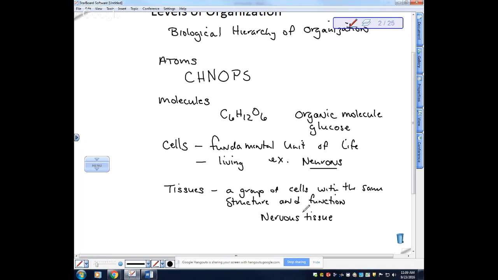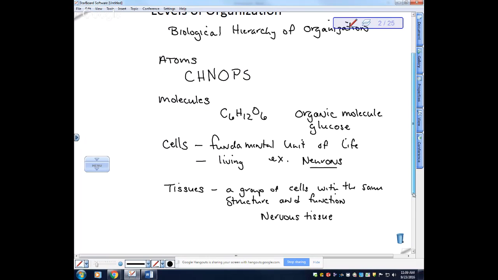Nervous tissue is inside almost all of our other organs. For example, our digestive tract has nervous tissue in it, which allows the digestive system to contract and relax and move food through our body. The brain obviously has lots of nervous tissue. And then also our heart has nervous tissue. Even our bones have some nervous tissue in them.